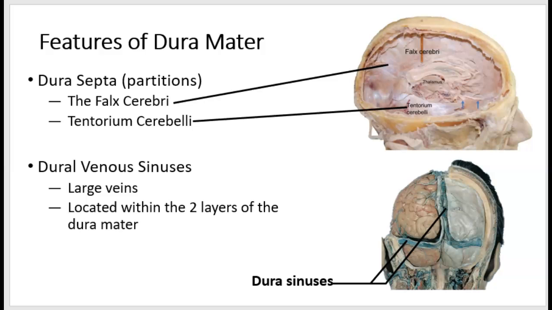Another feature of the dura mater relates to the fact that it has 2 layers. In some regions there are large veins, called dural venous sinuses, between these 2 layers. The dural sinuses drain blood from the brain, which then returns to the heart by way of the internal jugular veins.